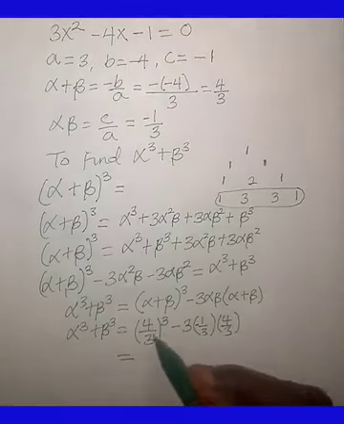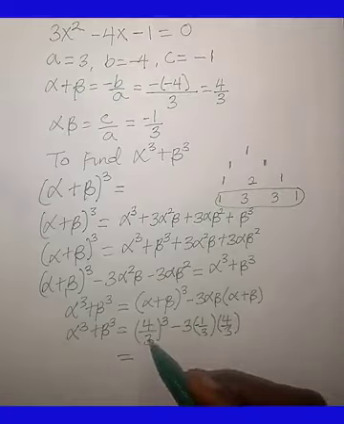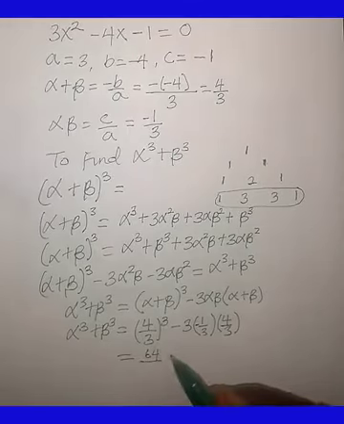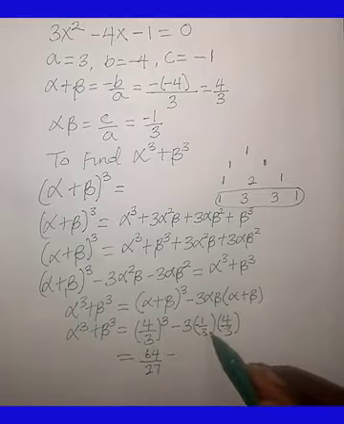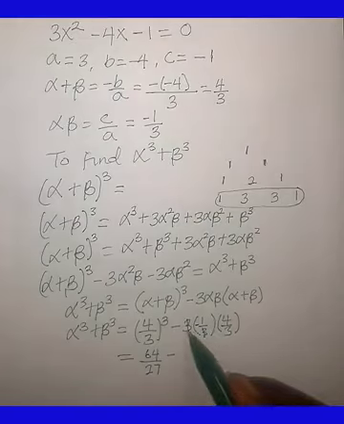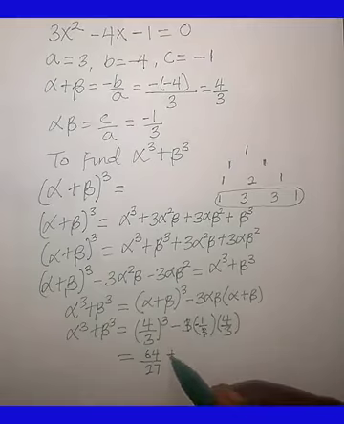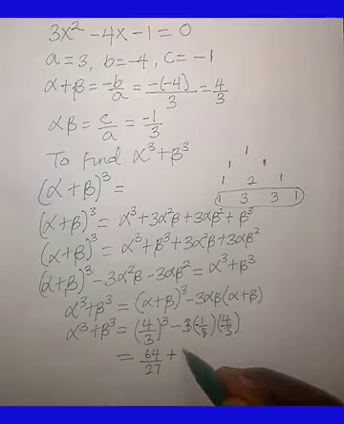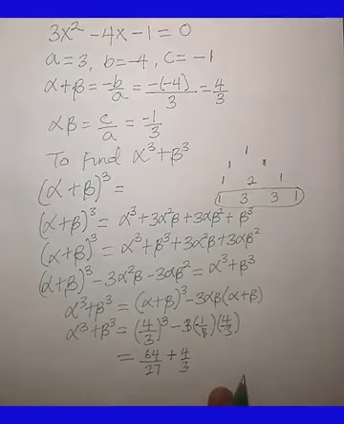Which is equal to 4 raised to power 3, means 4 times 4, 16, 16 times 4 gives us 64. 3 raised to power 3, 3 times 3 times 3, will give us 27, minus. Now if you look at this place, this 3 goes with this 3. Then I have negative times negative, which turns to positive. Then 1 times 4, we have 4 over 3 here.